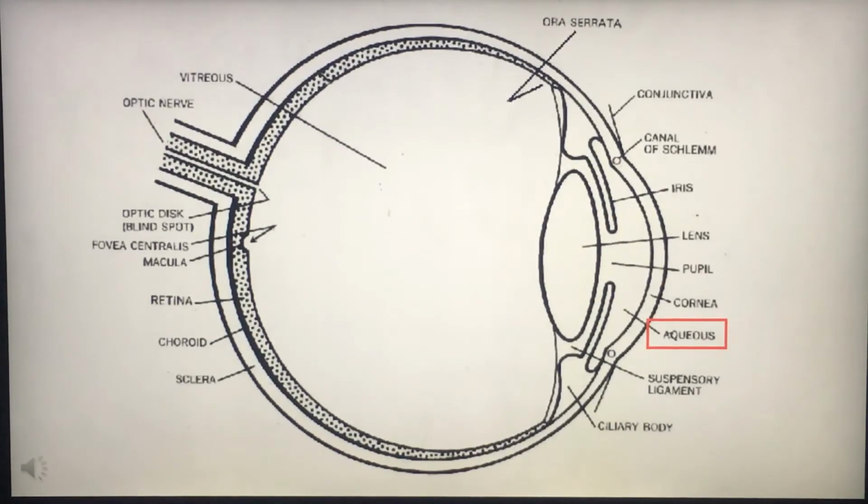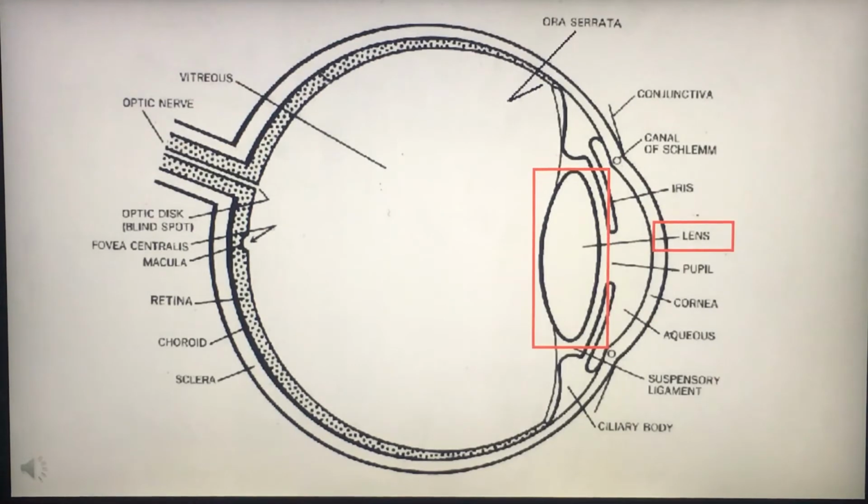Next is the aqueous. This is the watery fluid that fills the anterior chamber of the eye and provides some of the nutrition for the surrounding parts. This fluid is constantly being produced and drained out. The purpose is to bathe the lens, nourish the cornea, lens, and iris, and to maintain intraocular pressure.